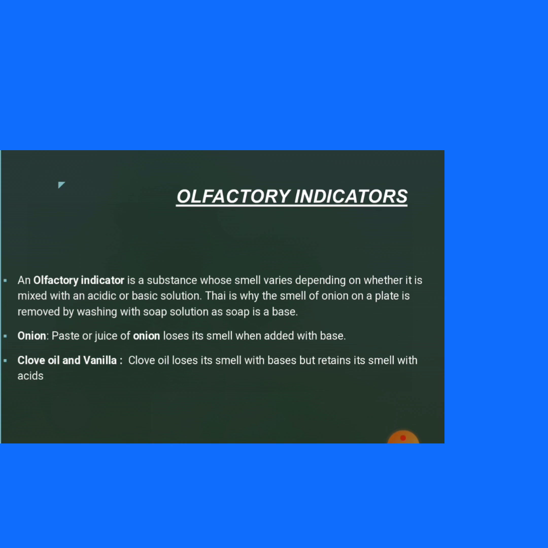Similarly, the clove oil and the vanilla essence that we see in a home, the smell changes with the base, but the smell does not get changed with the acid. So these are all the examples of olfactory indicators. So students, today in this first module, you have studied about the natural indicators, that is the blue litmus, red litmus and the turmeric. You have studied the synthetic indicators, that is the methyl orange and the phenolphthalein. And the third type of indicator, that is the olfactory indicators.